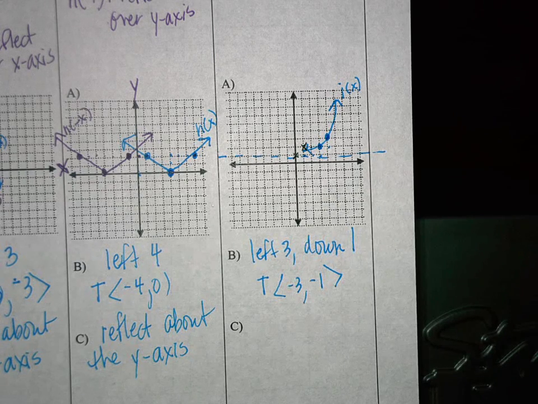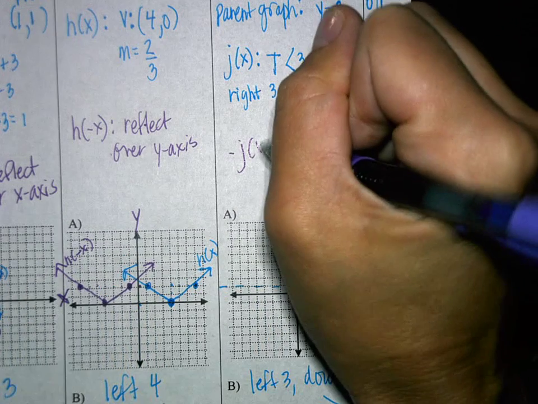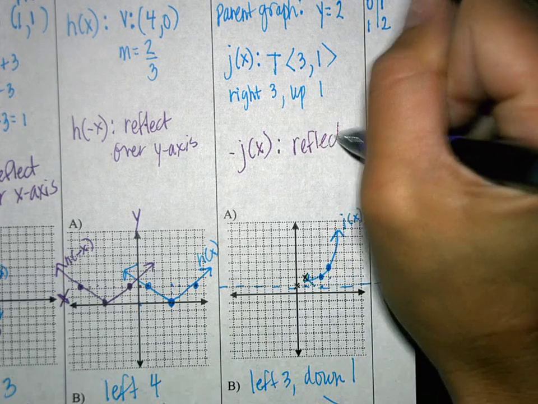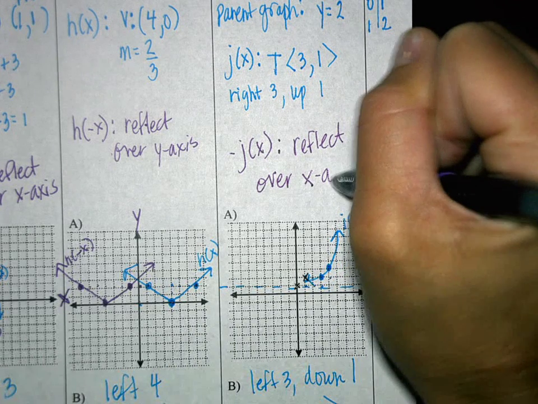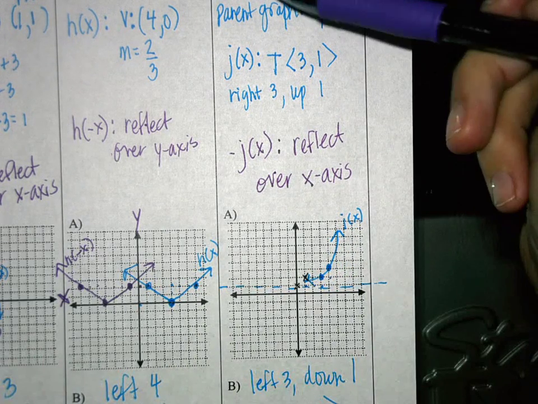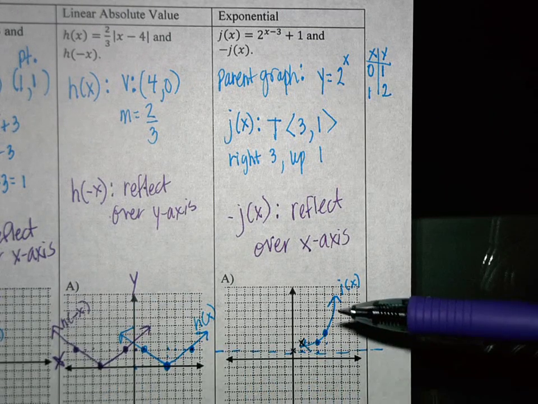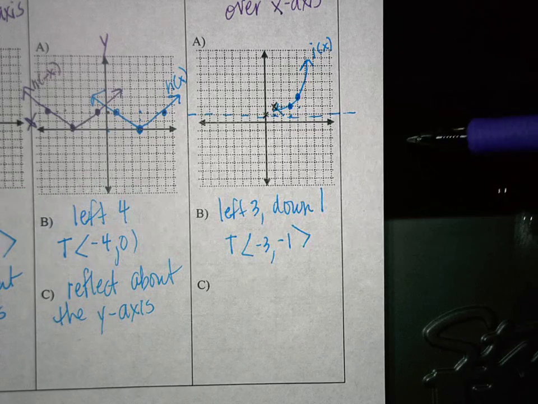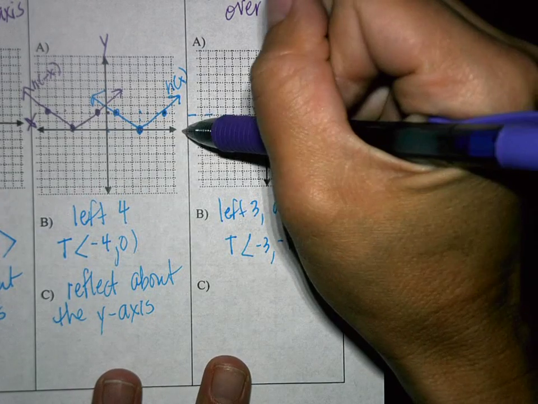So now for negative j of x, what am I going to do? Reflect over the x-axis, correct? When we have our negative j of x, that means to reflect over the x-axis. So we're going to take all the information that we have in here, and all we're going to do is reflect it over our x-axis. This is our x-axis. So where is my asymptote going to be? Good, -1.